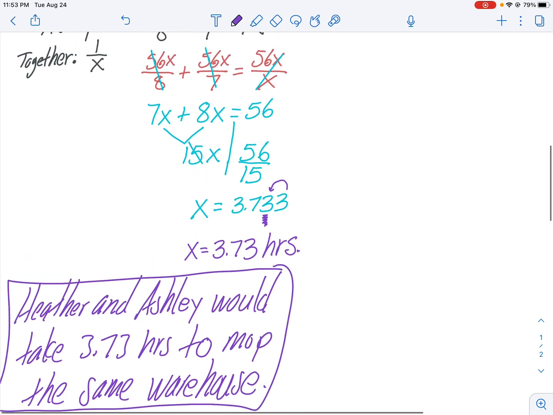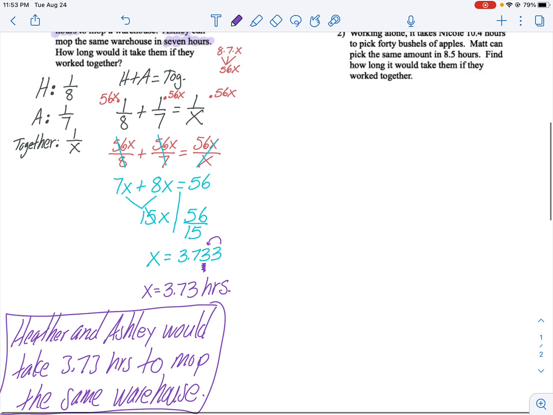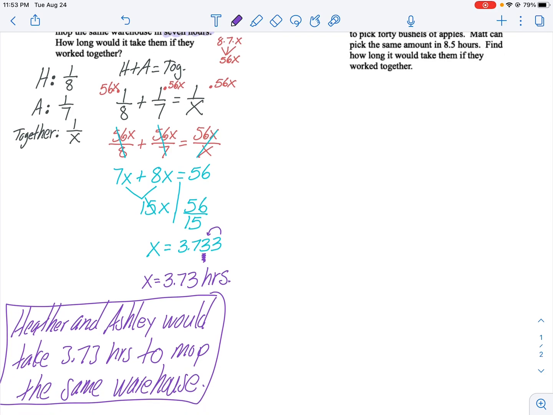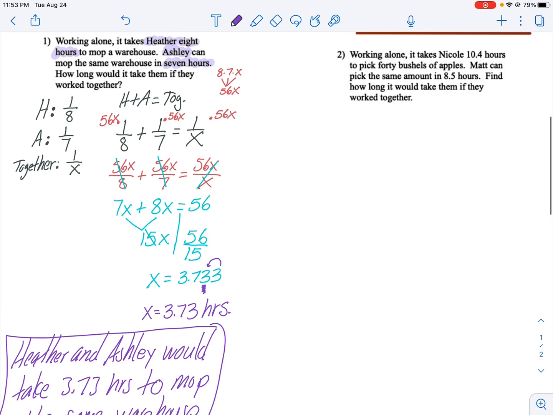This is your final solution. This is what I want to see, kiddos. That is your final solution, because this is a word problem. This is not just an answer, right? We need to see a final statement. All right?